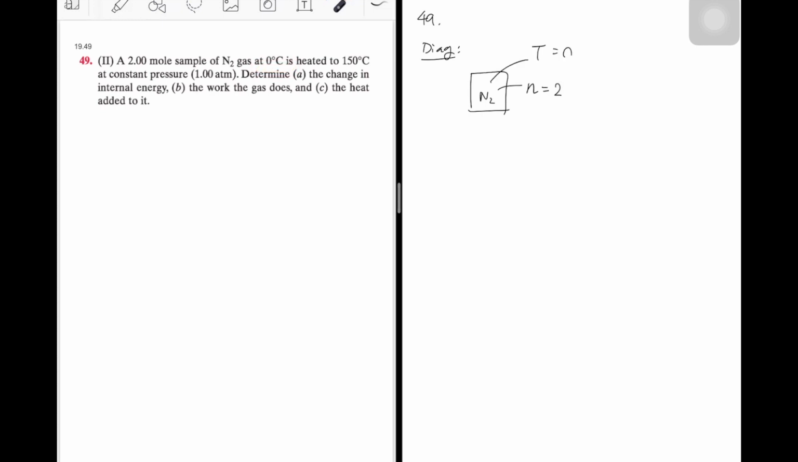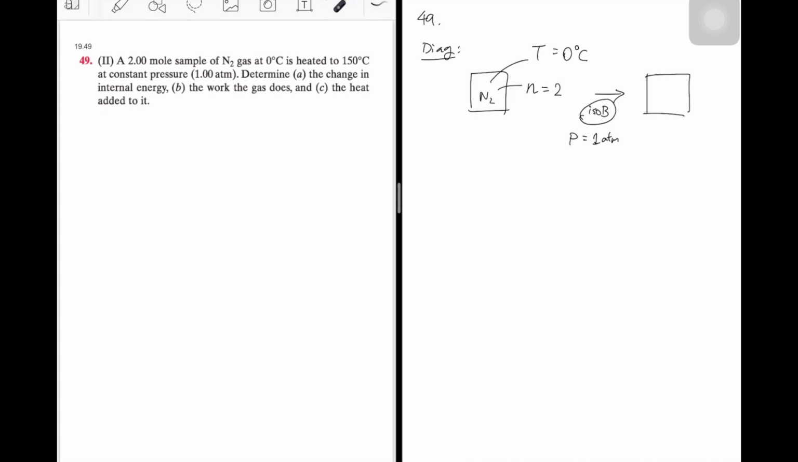So temperature is 0 degrees Celsius, heated to 150 degrees Celsius at constant pressure. So we'll draw a before and after diagram. Any changes in the situation encapsulate all the information. It says at constant pressure. Okay, so since the pressure remains at 1 atm, we'll write that down.